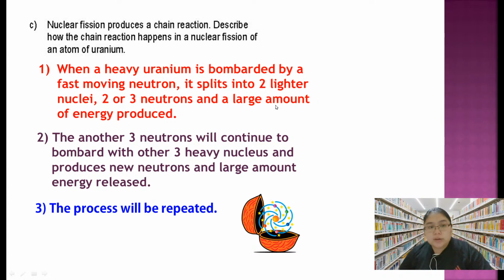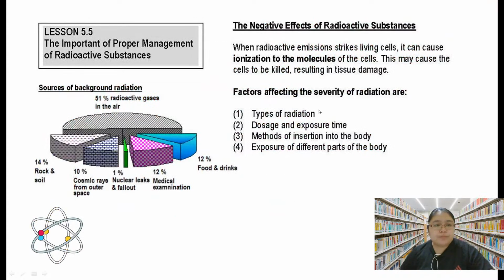So now I want to go to chapter 5. Chapter 5 is just simple, we don't have any calculation, just knowledge. Okay, now we're going to see chapter 5. First one, it talks about the proper management of radioactive substances. Let's see an example. This one is background radiation.